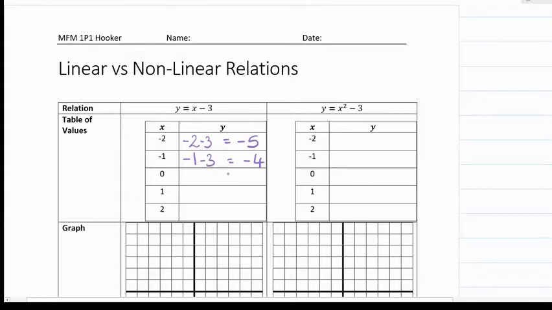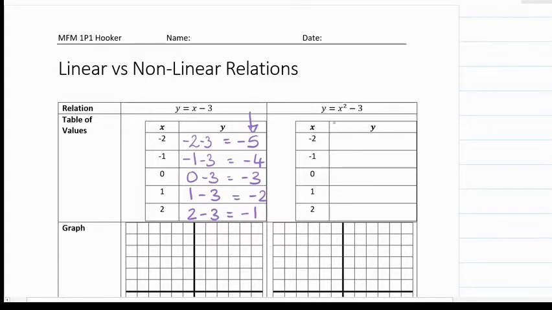And you can use a calculator for this if you're not confident with your in-head skills. And then you end up with these values for y right there. You don't necessarily need to show your work. I'm just showing my work for this now so you understand where it comes from.